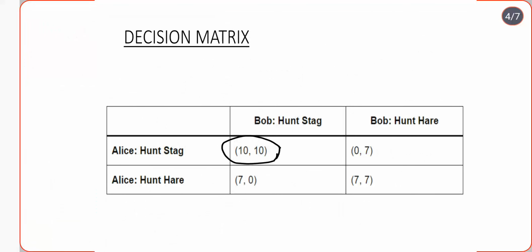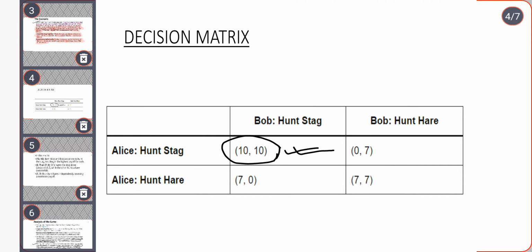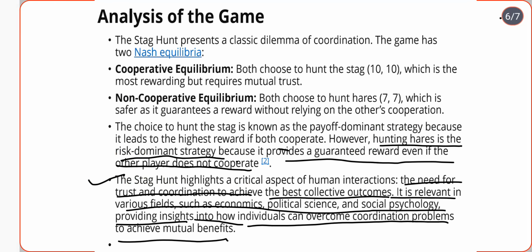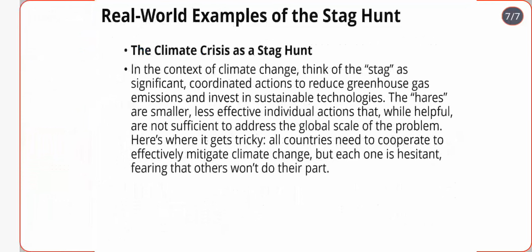But if they don't trust each other, then they will obviously deviate from this best collective outcome, that is 10 and 10. Okay, this is very much relatable in the field of economics and psychology and political science as well. Now two equilibriums are important here. These two are the Nash equilibriums, cooperative equilibrium and non-cooperative equilibrium. This was the analysis of the game.